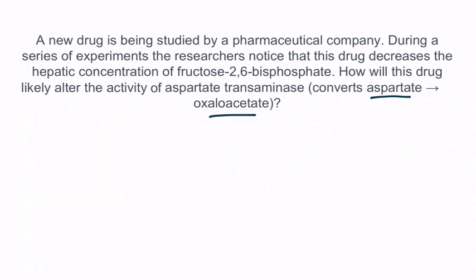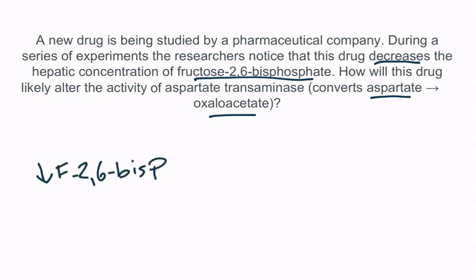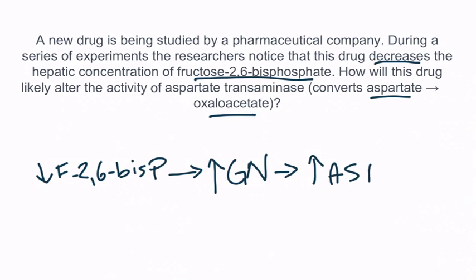Recall that decreased fructose 2,6-bisphosphate results in increased gluconeogenesis. If gluconeogenesis is increased, then the catabolism of amino acids, glycerol, and other molecules will increase. Aspartate transaminase is an enzyme that breaks down the amino acid aspartate into oxaloacetate, which can then be utilized to make glucose. So again, this drug decreases the hepatic concentration of fructose 2,6-bisphosphate, which results in increased gluconeogenesis, which results in increased activity of aspartate transaminase.